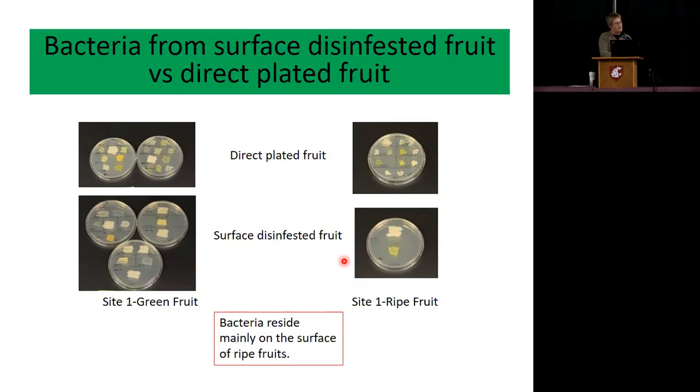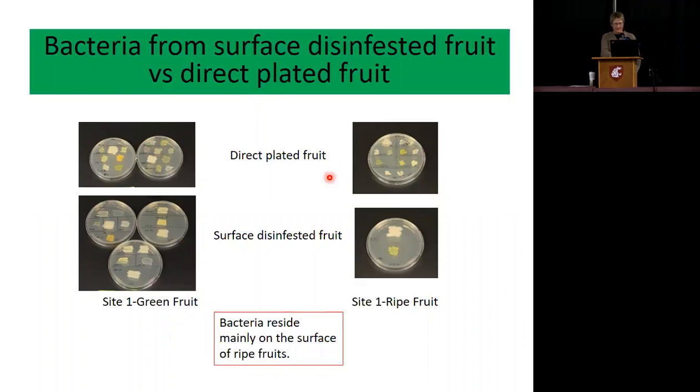We don't think that these bacteria are actually inside the fruit. They may be, but it also may be that they're residing in biofilms that are resistant to some of the treatments we applied. But we certainly saw that when we did the plating, there was a much, much higher population on direct plated fruit versus surface sterilized fruit. So we think that most of the bacteria are residing on the surface of these fruit tissues during development.